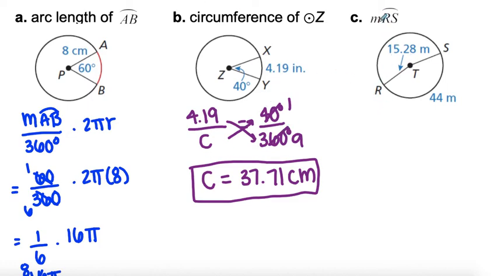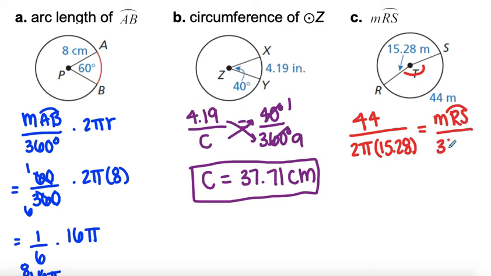Okay, so now for this last one, I instead want to find the measure of my arc. So I know my arc length, I know my radius. I want to find basically what that angle is right there. So I know that my arc length here is 44. And I want 2 pi r there. And here I'm given that my radius is 15.28. And that's going to equal my measure of my arc, so measure of RS, over 360.